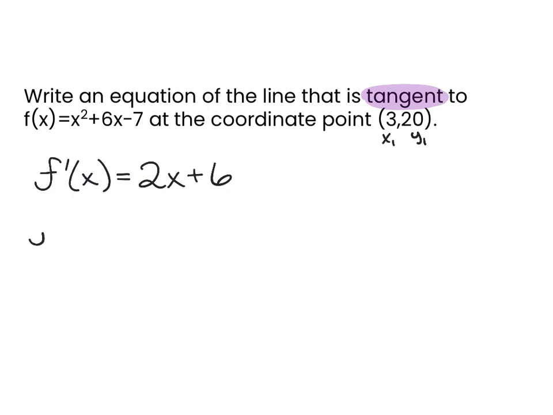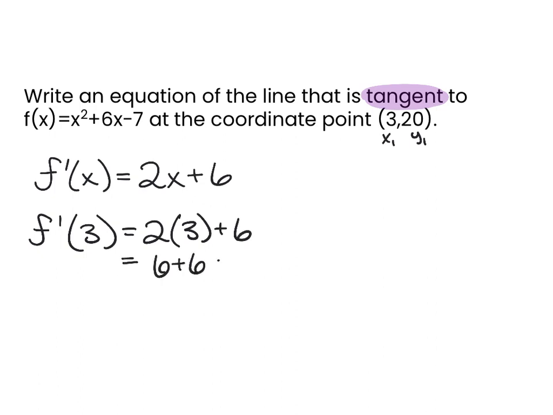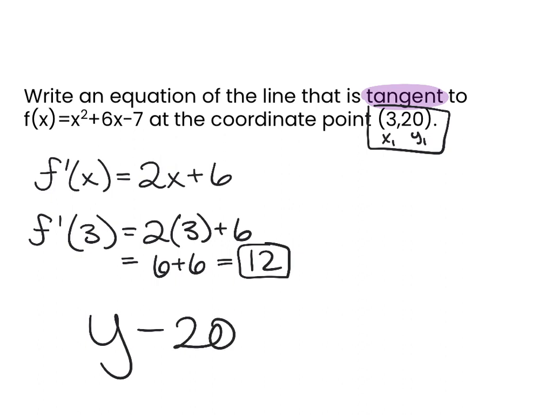So we are going to take this f prime of x, and we're actually going to plug in the x value of 3, 2 times 3 plus 6, which is 6 plus 6, or 12. So I have a slope, and I have a point. All we have to do is put in point slope. Y minus y1 equal to m times x minus x1. Voila.